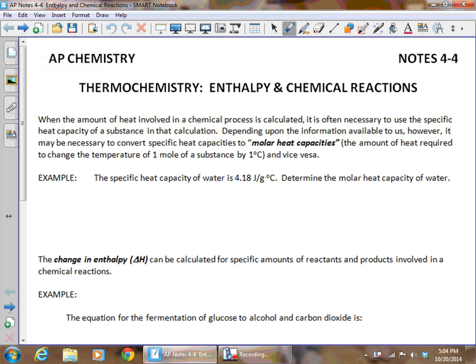Today we're going to talk about enthalpy and chemical reactions. When the amount of heat that's involved in a chemical process is calculated, we often have to use a specific heat capacity of a substance in that calculation. And depending on the information that we have available to us, we may need it to be in specific heat, or we may need it to be in something called molar heat capacities.